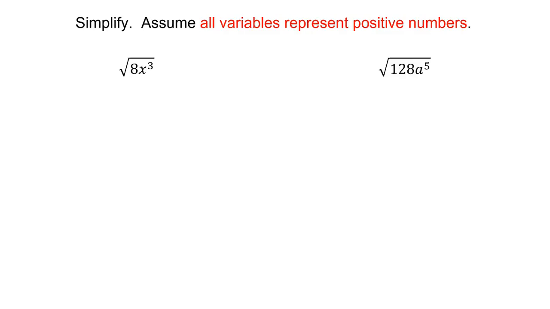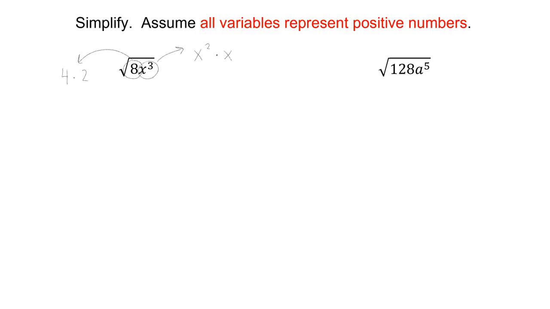In this video, let's do some examples of simplifying radicals that contain numerical coefficients and variable expressions. On the left, we need to simplify the square root of 8x to the third. For the coefficient 8, the biggest perfect square that will evenly divide 8 is 4. So we'll rewrite 8 as 4 times 2.